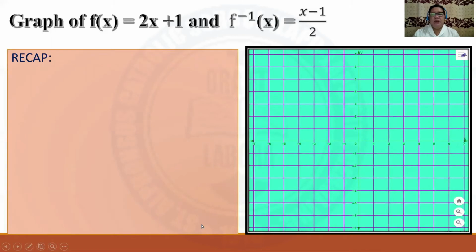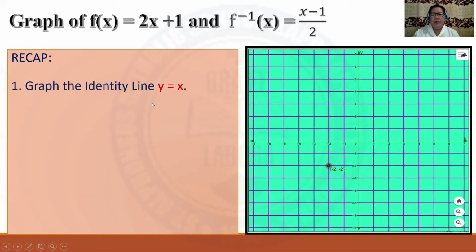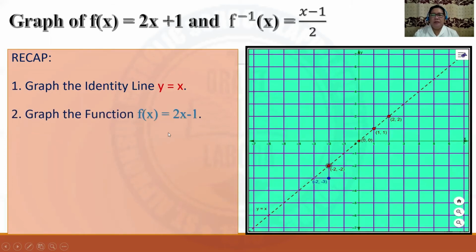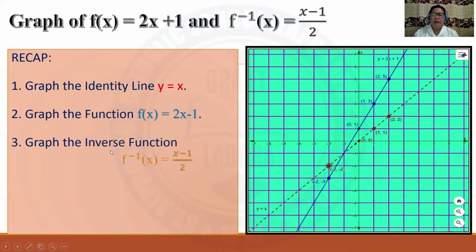And let's recap. So, in sketching the graph of the function f of x is equal to 2x plus 1 and f to the negative 1 of x is equal to x minus 1 over 2, first, you have to graph the identity line y is equal to x. There. And connect. Then graph the function f of x is equal to 2x plus 1 using the points. And then connect. Then graph the inverse function by plotting the points. And connect the points. There.